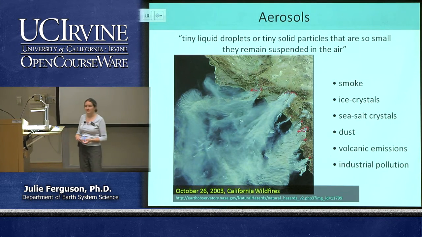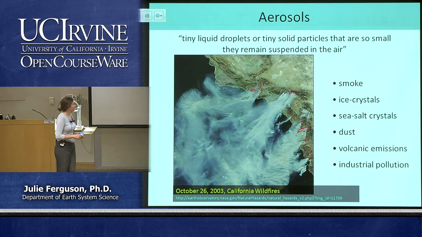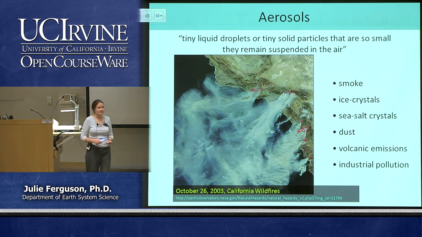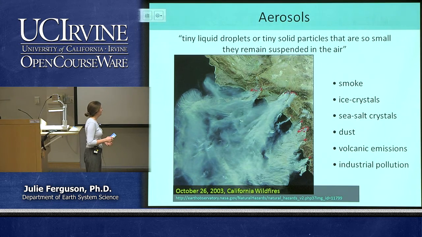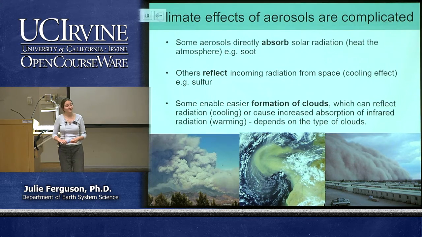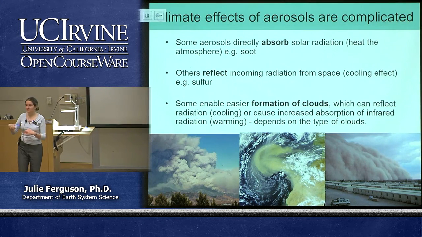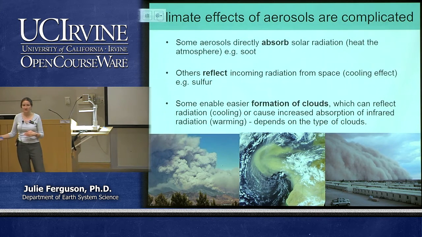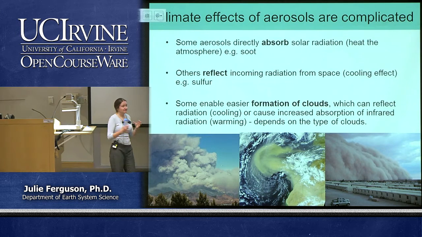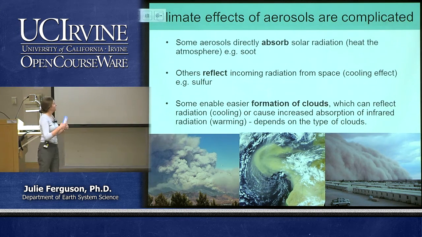Volcanic emissions, so things like ash. If it's small enough, it can stay in the atmosphere for a very long time. And then things like industrial pollution today, soot, nasty stuff that we don't necessarily want up there. And aerosols are complicated, and they're one of the things that we've had less certainty about in making predictions about future climate change. Because these things are important for our atmosphere because some types of aerosols will absorb incoming radiation.